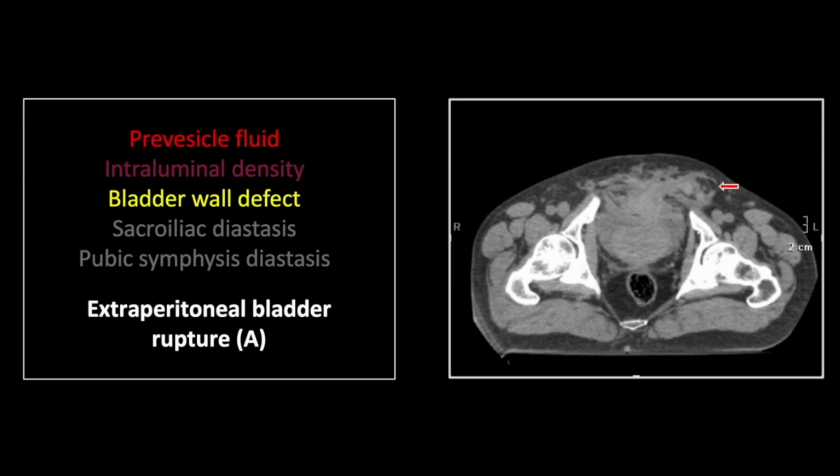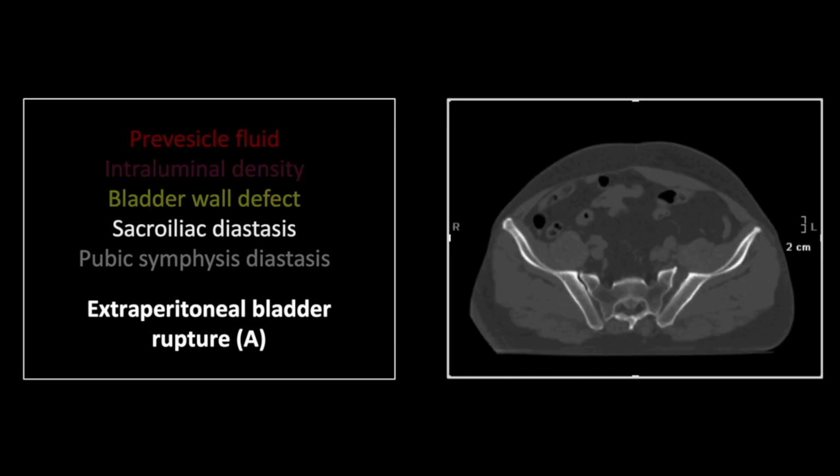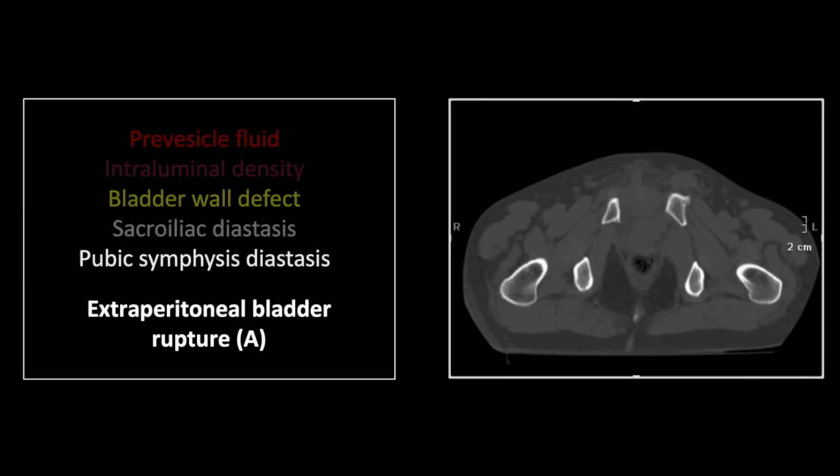Here anteriorly in the anterior abdominal wall and prevesical space, you can see extensive fluid density and stranding. There is a large intraluminal density consistent with a bladder clot. And anteriorly, there is a defect in the anterior bladder wall through which that clot can be seen to pass. There are typical associated skeletal injuries often seen with extraperitoneal bladder ruptures, a sacroiliac diastasis, and a traumatic widening of the pubic symphysis.